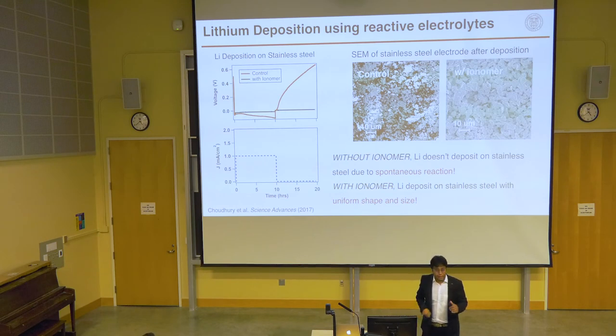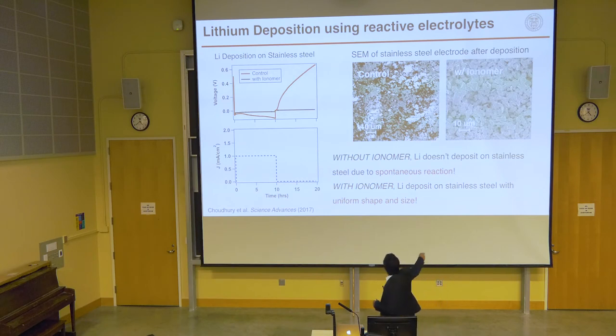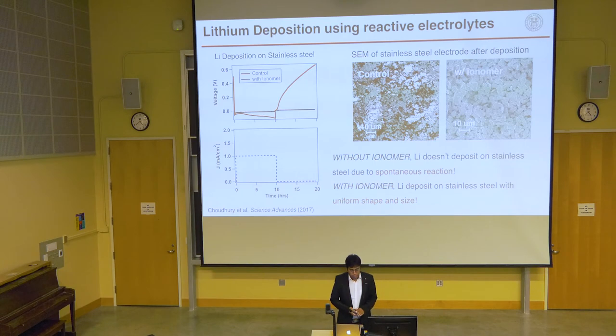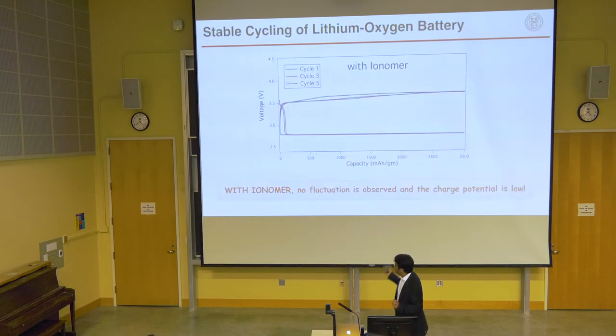Now, to convince you further, we performed postmortem analysis of the stainless steel electrode after deposition, where on the left, you can see that there are very, very few deposits, and you can see the bare stainless steel. And on the right, with the ionomer additive, the deposits are smooth, compact, and uniform in size and shape. Using this ionomer additive, we operated the lithium oxygen battery, and we can cycle the cell.